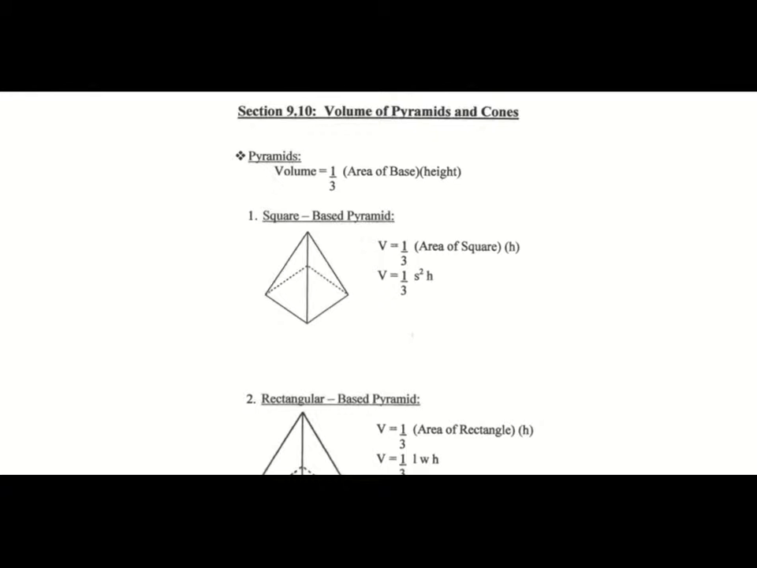And remember, the base of our pyramid is that square shape on the bottom, the flat surface our pyramid sits on. And then times our height, which is the line from the point straight down to the middle of our base. Straight down the middle of our pyramid, that is our height.